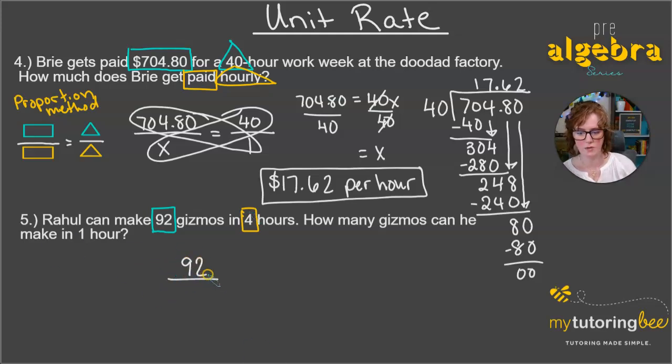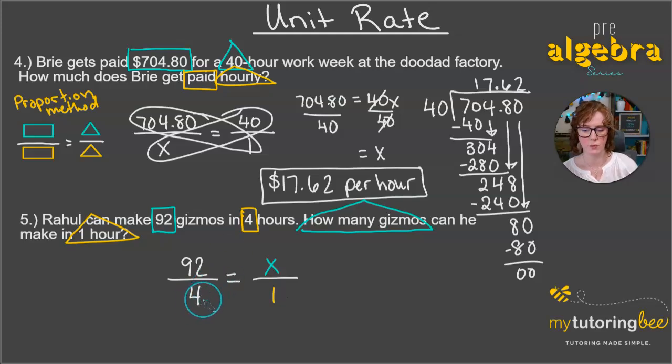So we've got 92 over 4 equals, okay, so since I have the gizmos in the numerator of my first fraction, then that means I need the number of gizmos in my second fraction to be in the numerator. So how many gizmos? That is the question that we are trying to answer. I'm going to try to put this in a triangle here. How many gizmos? So that's going to be where our x is, right? Because we don't know that number yet, but we do know that we want to know in 1 hour. So since we have 1 hour here, then we're going to put that 1 there in the denominator because that is where our hours are in the first fraction, in the denominator.